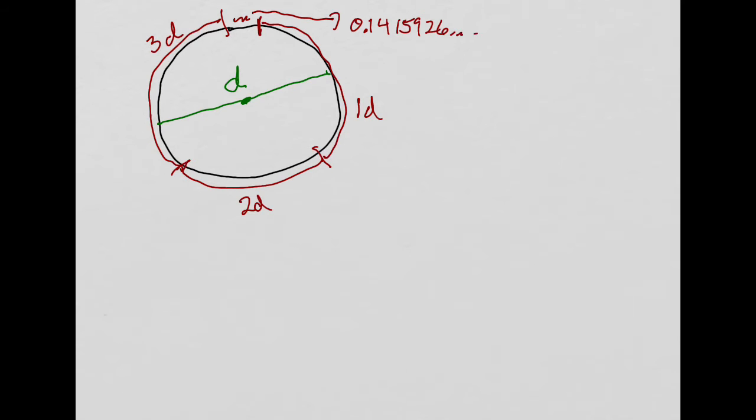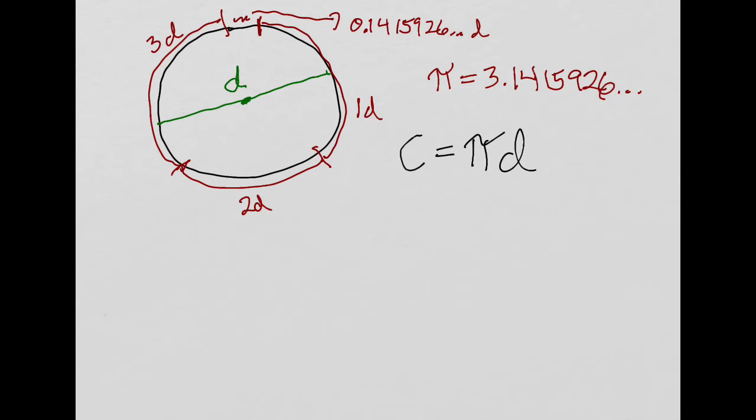0.1415926 and change diameters. So since the number wouldn't divide out, they decided that they would use the Greek letter pi to represent the number of diameters it takes to get around the circumference of the circle. So to find the circumference of the circle, it's pi times the diameter.